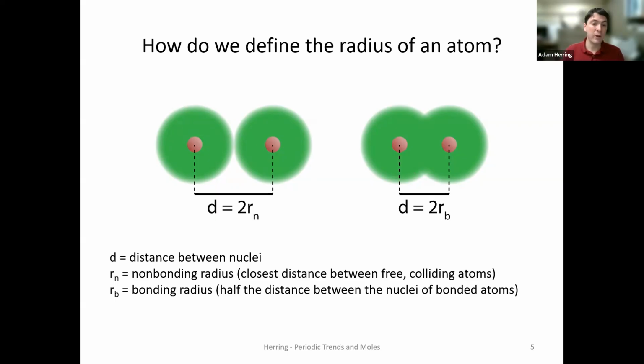The case on the left, we call this non-bonding. This would happen if the atoms come up and collide, and they bounce off of each other, kind of like billiard balls. On the right, this is called the bonding radius. And this is found when you have multiple atoms that are bound to each other.